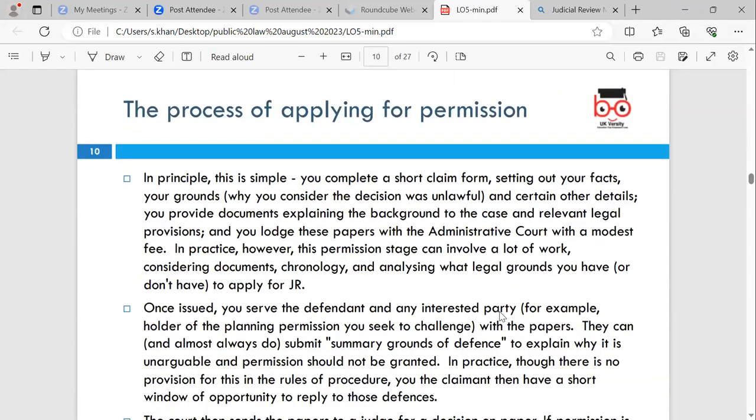The process for applying for permission. In principle, this is simple. You complete a short claim form setting out the facts, your grounds, why you consider the decision unlawful, and certain other details. You provide documents explaining the background to the case and relevant legal provisions, and you lodge these with the Administrative Court with a modest fee. In practice, however, this permission stage can involve a lot of work, considering documents, chronology, and analysing what legal grounds you have or don't have to apply for JR.